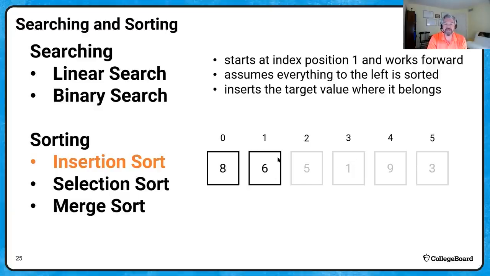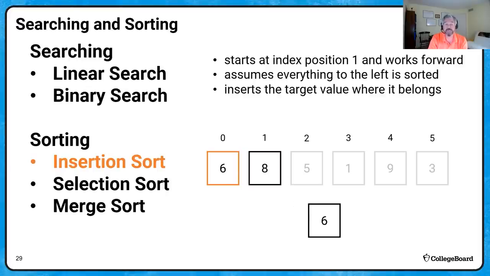So if I start at index position one, we really don't have to worry about anything that comes behind it. But what I'm going to do is start by taking six and copying it out to a temporary little holding variable. And then I'm going to start doing some comparisons. And because six is less than eight, I have to shift eight up one in my array. Well, now I've hit index position zero. There's really nowhere else for me to go. So by default, I know that six has to belong in that position.